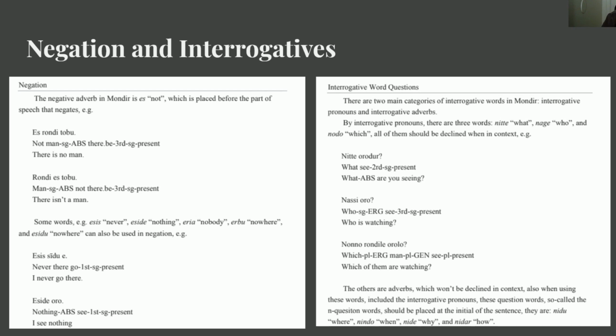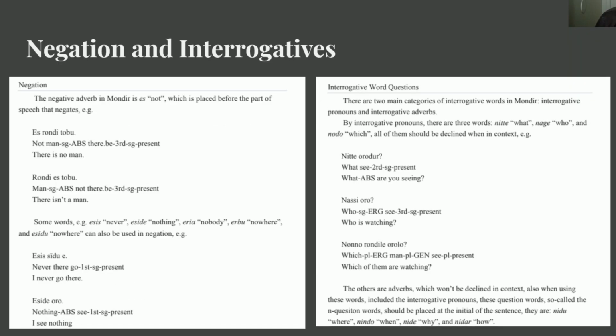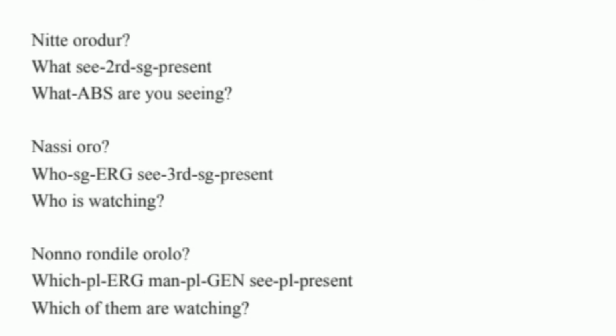Negation and interrogatives. So there are many forms of es, which means not. So esrondi tobu means there is no man. And then there's also the various alterations of this, like esis, which is never, eside, which is nothing, eria, which is nobody, ergu, which is nowhere, and esidu, which is nowhere also. And then for interrogatives, we have the 3 question words here. We have nite, which is what, nage, which is who, and nodo, which is which.